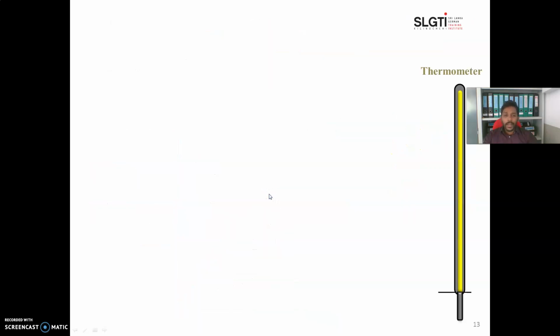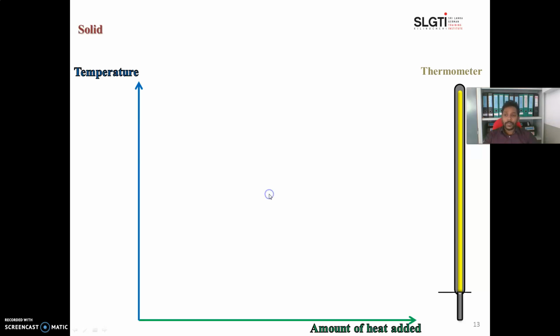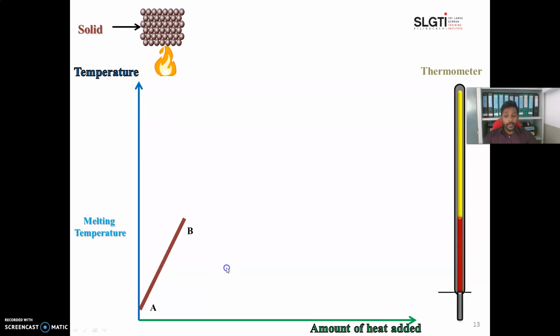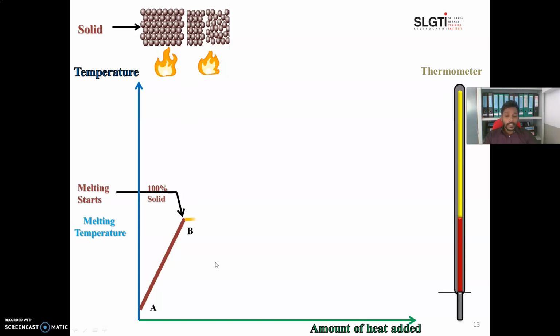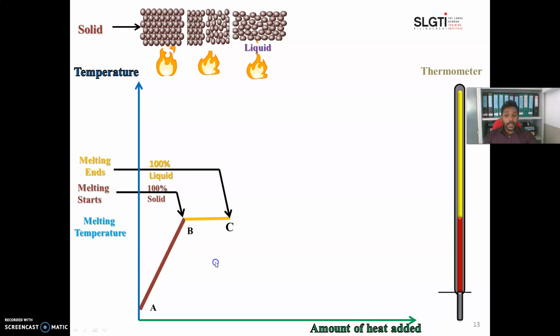So let's move to our next topic. Here I will give a little bit of a summary of this slide. So again I started with solid materials. When I heated up my solid materials, the temperature gradually increased up to a certain level. Here you can find the melting temperature. Here is 100% solid material. If I heat it further, the temperature will never change. It means this is a phase change. B to C, the temperature never changes. At point C we can identify 100% liquid.